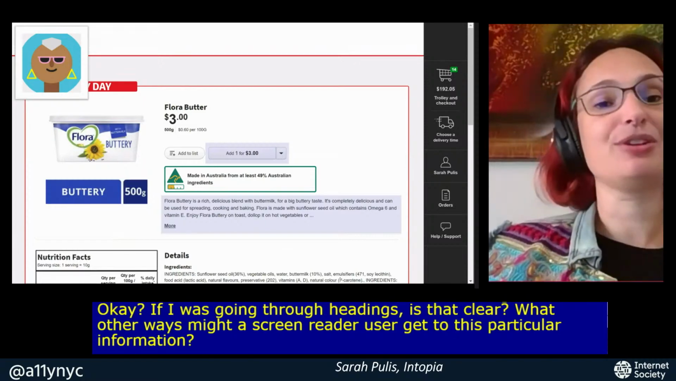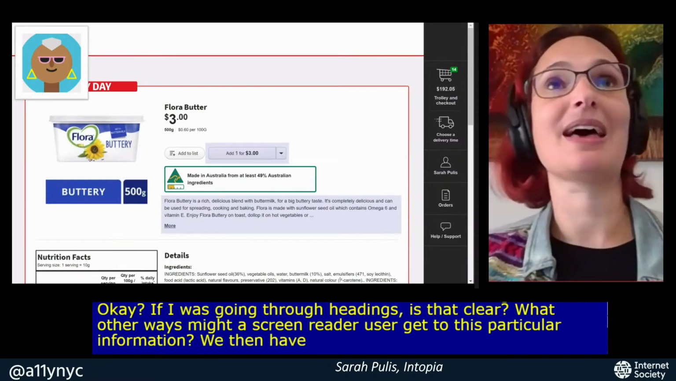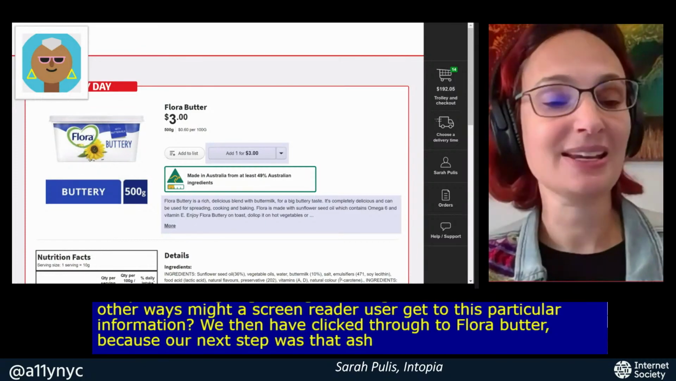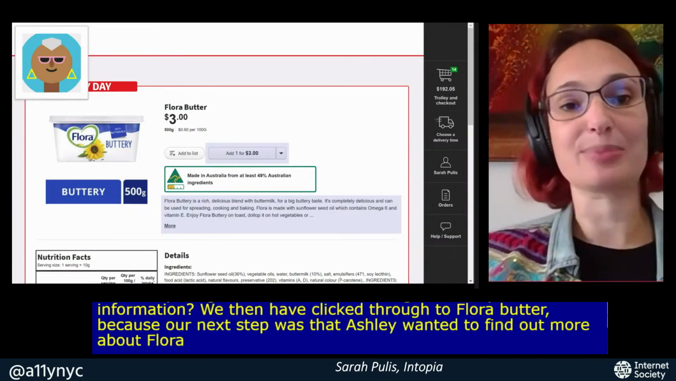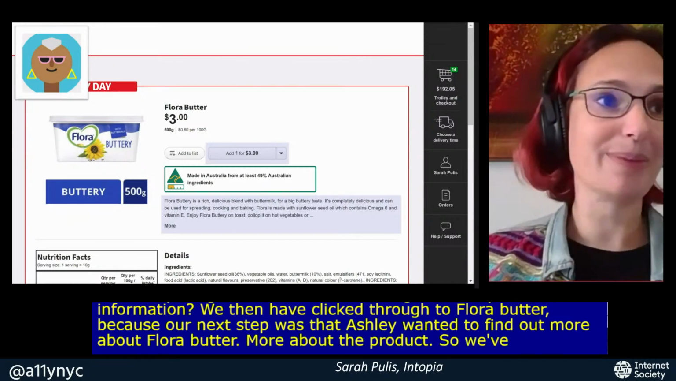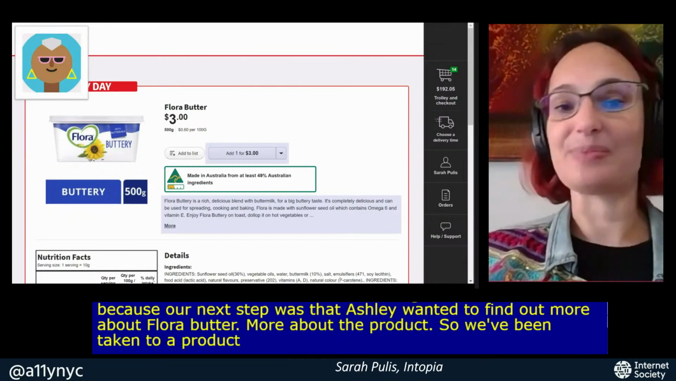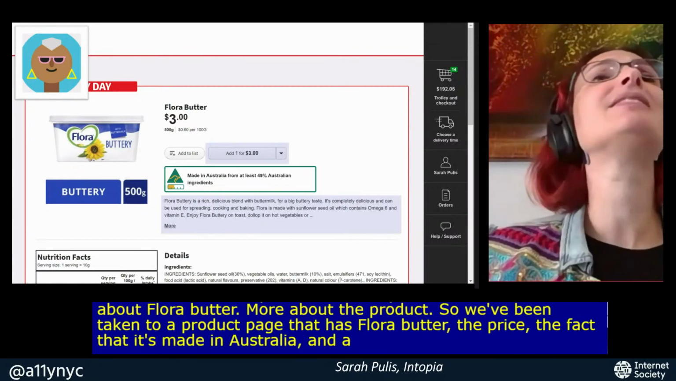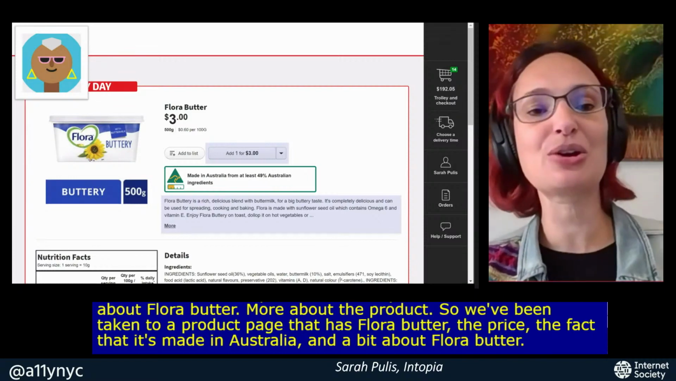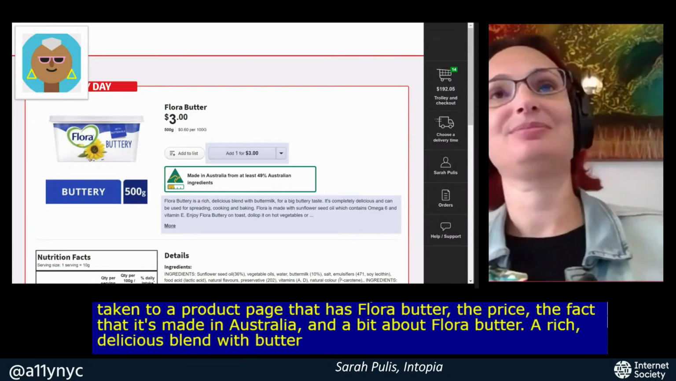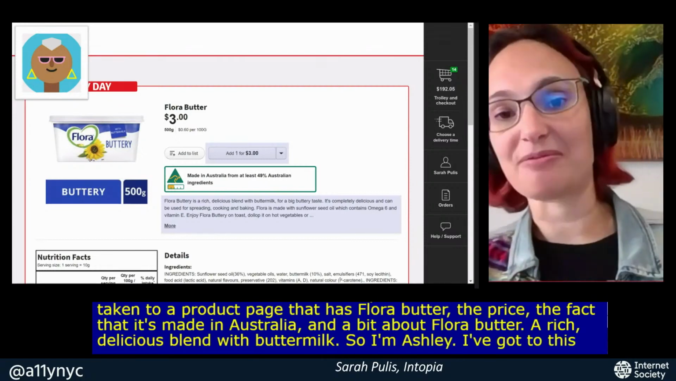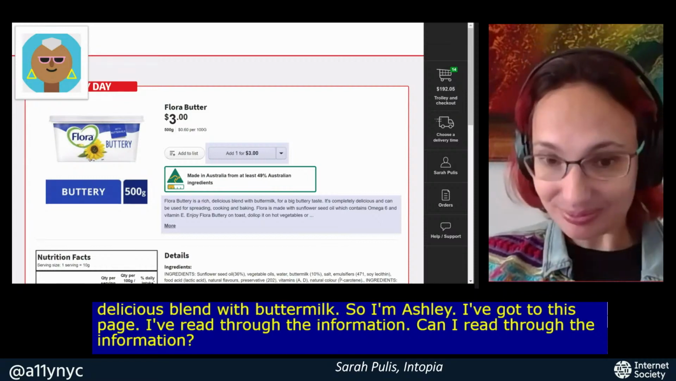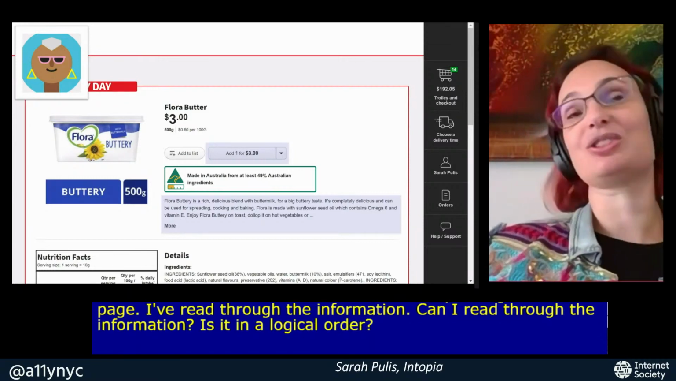We then have clicked through to Flora Butter because our next step was that Ashley wanted to find out more about Flora Butter, so more about the product. So we've been taken to a product page that has Flora Butter, the price, the fact it is made in Australia, and a bit about Flora Butter. It's a rich, delicious blend with buttermilk. So I'm Ashley, I've got to this page, I've read through the information. Can I read through the information? Is it in a logical order? And then, of course, she wants to buy that product.